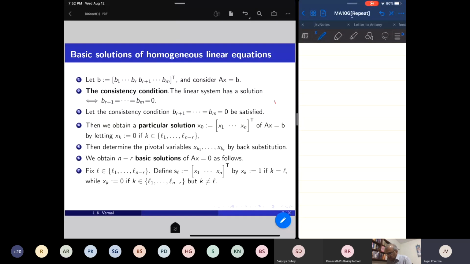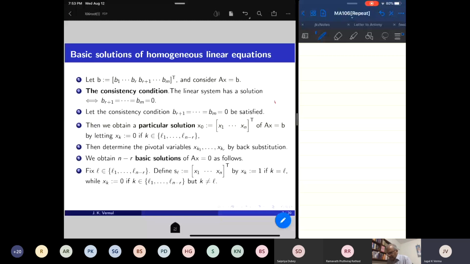And this will lead to a solution of Ax equal to 0. Because earlier we said that if I have a consistent system Ax equal to b, then we can assign arbitrary values to the free variables to determine the values of the pivotal variables, and thereby we will find a particular solution.